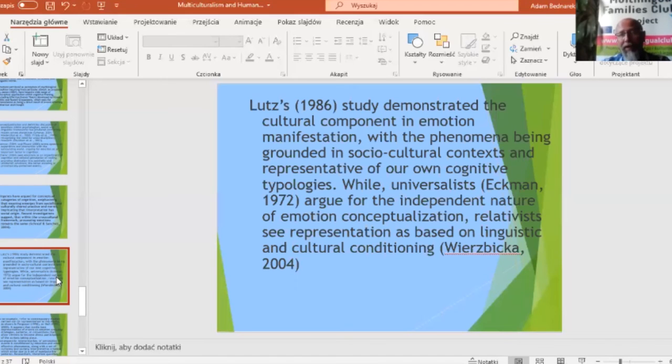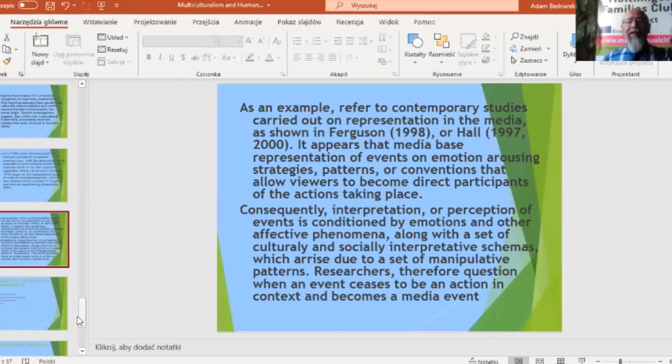There's a huge gap in science, and there's huge research being done into processing emotions and how linguistically we process them, as we have different words to describe them. So therefore, again, learning a language, learning how languages are structured, learning how they work on this pattern is also a part of your child's emotional education. So the more languages he speaks and the more he is able to use that language to describe those emotions, it's easier to contact again and have these cross-cultural contacts, etc. So as an example, refer to contemporary studies carried out on representation in the media.